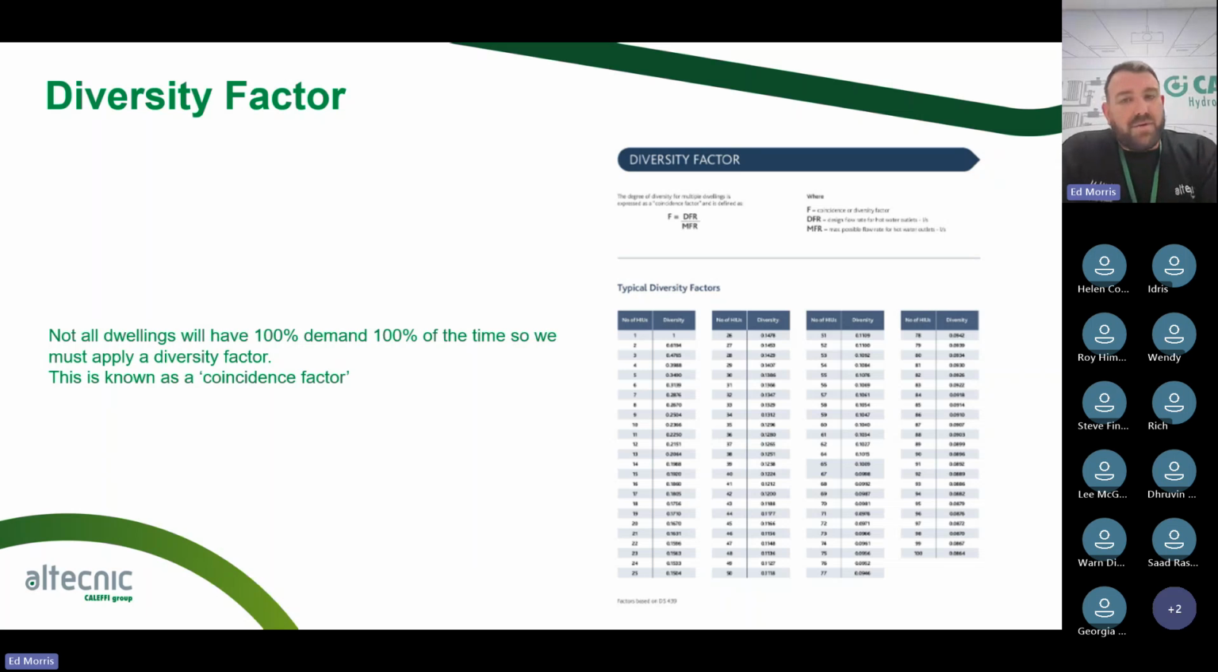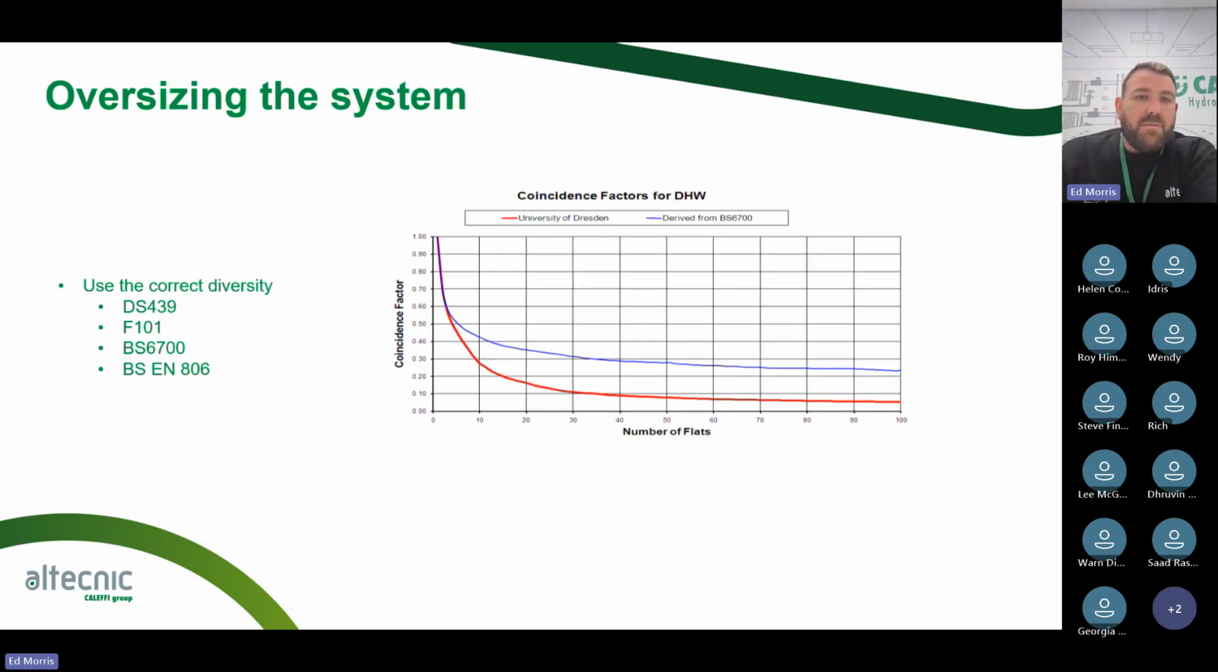So obviously, the more apartments, the more that diversity factor will be applied. And again, the text is a bit small there, so I do apologise, but all this information is available in some of the guides that we have available. If you want some of the guides, we can share these after the presentation as well. When we see the effect of correct diversity, there are different standards that you can work to: DS439, F101, BS6700, and also BS EN 806.